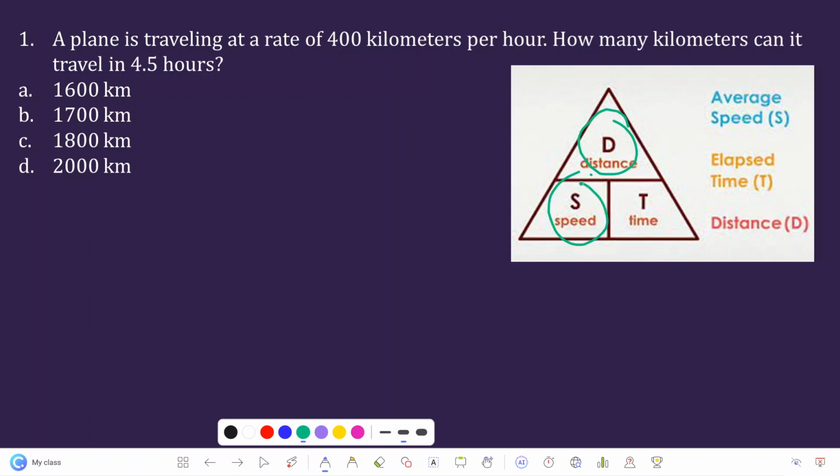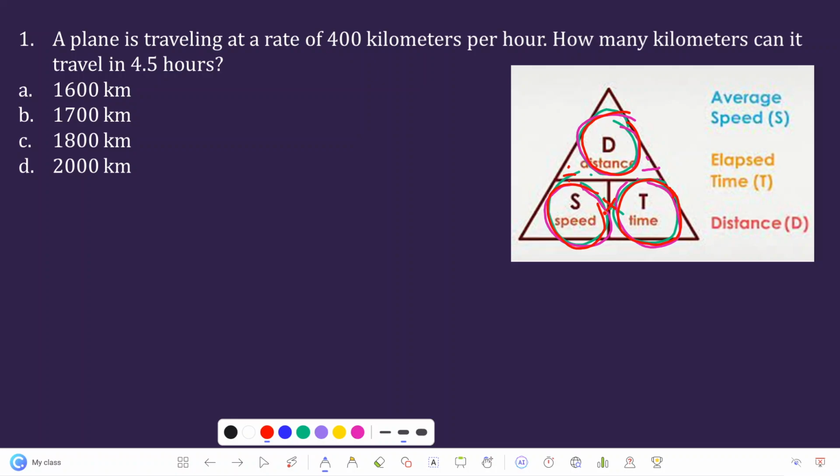speed times time. Kapag naghanap ka naman ng speed, if you're looking for speed, it is simply distance over time. So, this is divide. And then pag naghanap ka naman ng time, you simply divide distance over speed. So kapag nasa taas ang isa, nasa baba ang isa, divide. At pag nasa baba ang dalawa, multiply. Okay? So let's go and apply this sa item number 1.